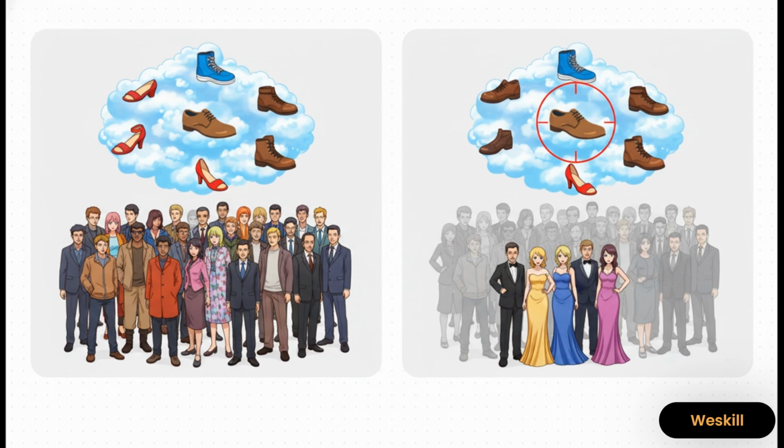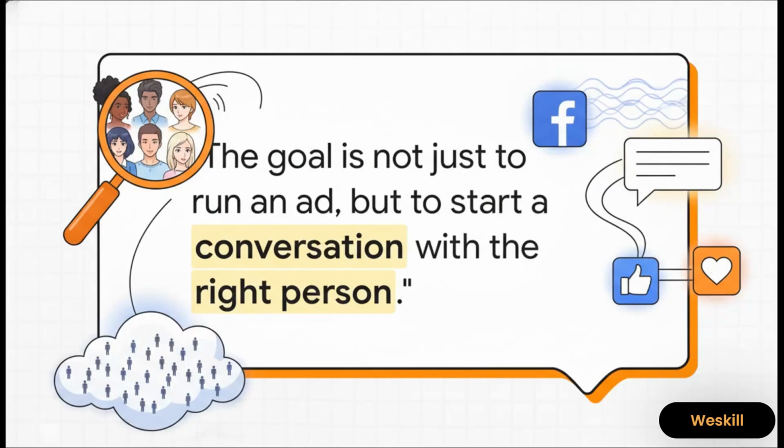And this is just a perfect example of how that works. Targeting everyone interested in shoes is way too broad. You'll get everyone. But if you add a second layer that they must also be interested in formal wear, well, you suddenly filter out all the noise and are left with your perfect customer. And that's really the core idea here, isn't it? It's not about just shouting your message to the biggest crowd you can find. It's about starting a conversation with the right people. I mean, 100 genuinely interested people are always going to be way more valuable than 10,000 who just don't care.